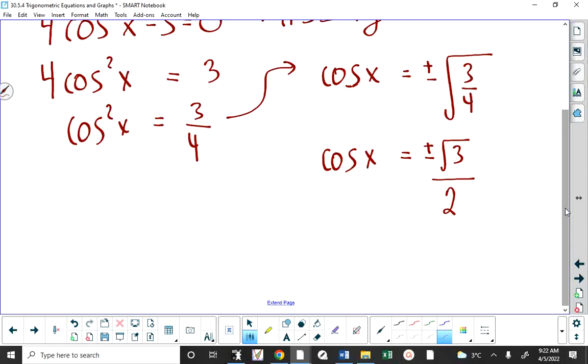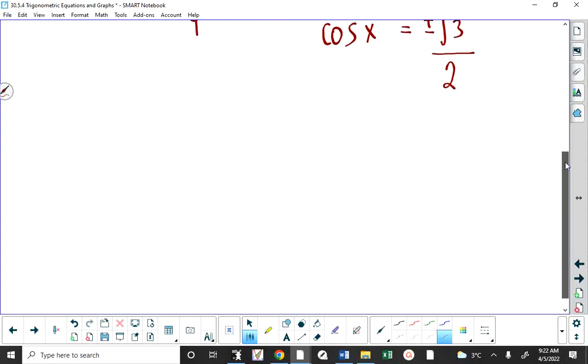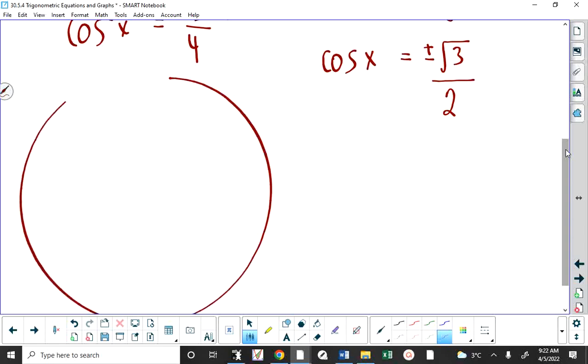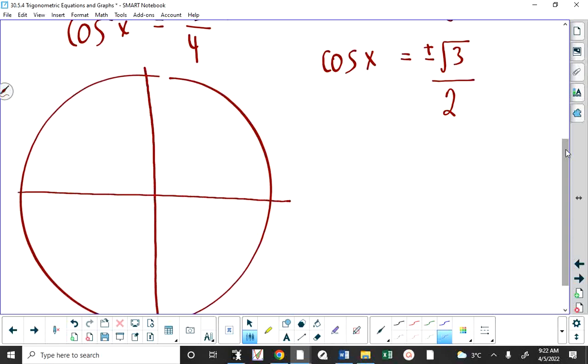I suppose if you don't recognize root 3 over 2 as being a coordinate on the unit circle, then it's not going to occur to you to go to the unit circle and you'll take the other path. Okay? But on the unit circle, root 3 over 2 is a coordinate. So I'm just going to sketch a little unit circle here. And I'm going to say that since it's cosine, it's the x coordinate on the unit circle.